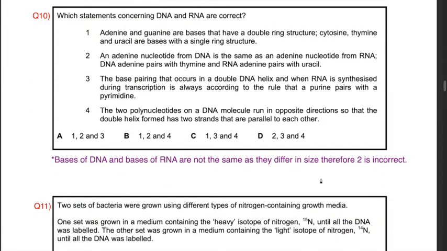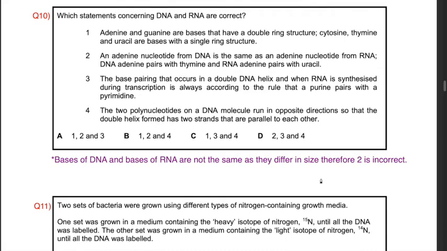Question 10. Which statements concerning DNA and RNA are correct? 1. Adenine and guanine are bases that have a double ring structure. Cytosine, thymine and uracil are bases with a single ring structure. 2. An adenine nucleotide from DNA is the same as an adenine nucleotide from RNA. DNA adenine pairs with thymine and RNA adenine pairs with uracil.